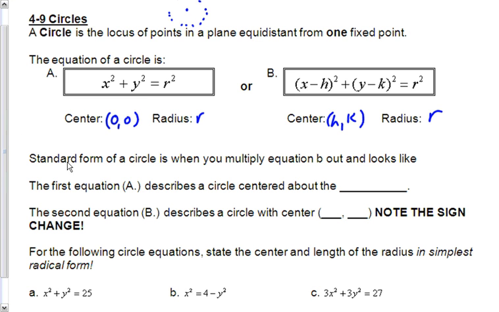Okay? The general form of this circle is when you multiply out that beast on the right. You know, the x squareds and y squareds and numbers times x and numbers times y and constants. Okay. The first equation we said is centered at the origin. Okay. And the second one is centered at (h, k).